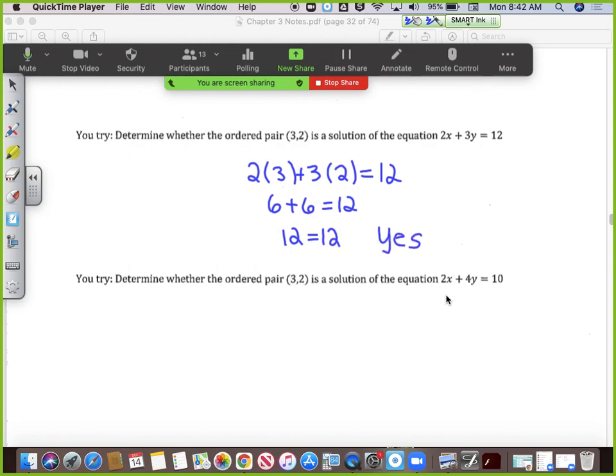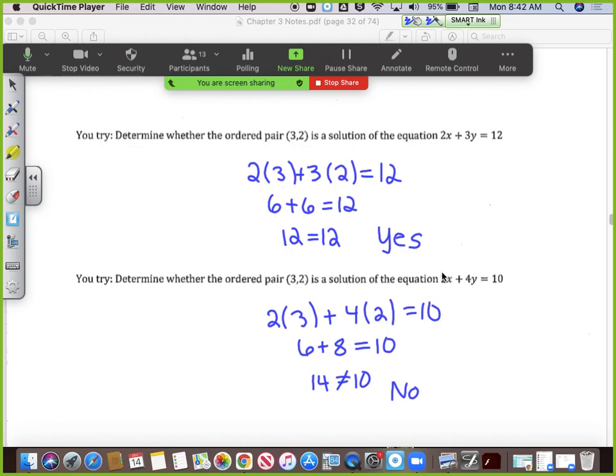And then the next one, 2 times 3 plus 4 times 2, let's see if this is equal to 10. 2 times 3 is 6, 4 times 2 is 8, and 6 plus 8 does not equal 10. 6 plus 8 is 14. Because this does not equal 10, this answer would be no. It is not a solution to that equation.